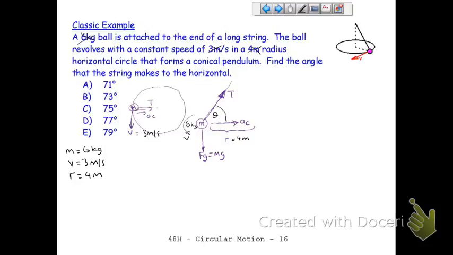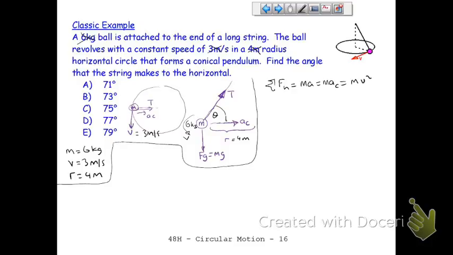There are a billion equations that have the angle in, but I'm dealing with centripetal stuff. So let's start and say, okay, let's say the sum of the forces horizontally is equal to ma, which equals m a_c, which equals mv squared over r. Now, let's look at this. Oh, I see. This is not a horizontal force, so I've got to find a horizontal force.